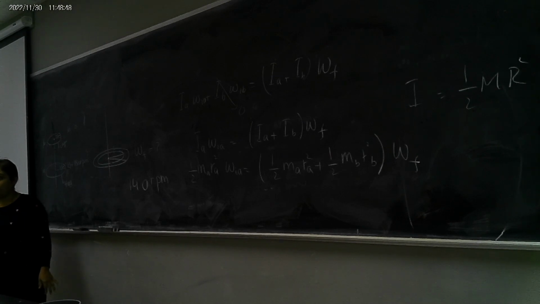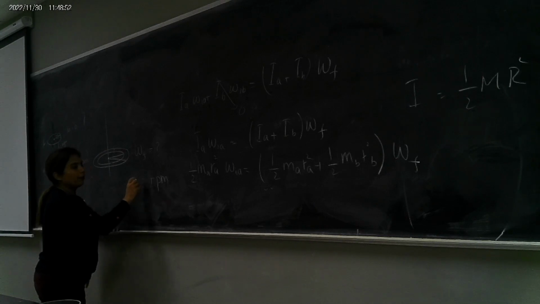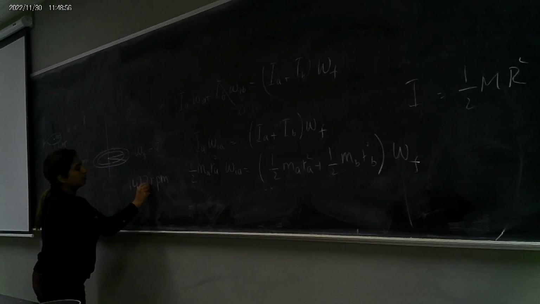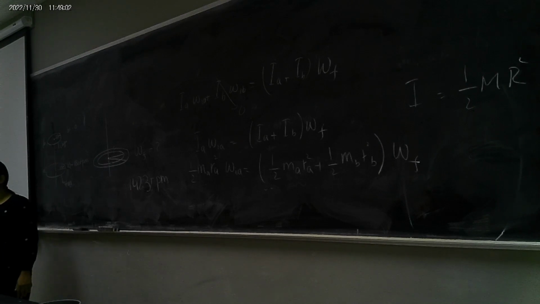It was really close. What is it? 142. Okay. 143? 142.3. This one is more accurate then. If you don't get off the calculator, yes, I did get off the calculator. I did round it off on my way.